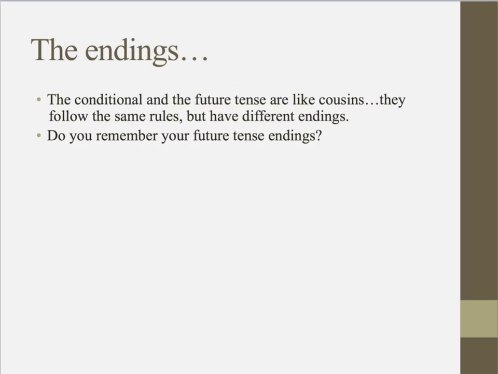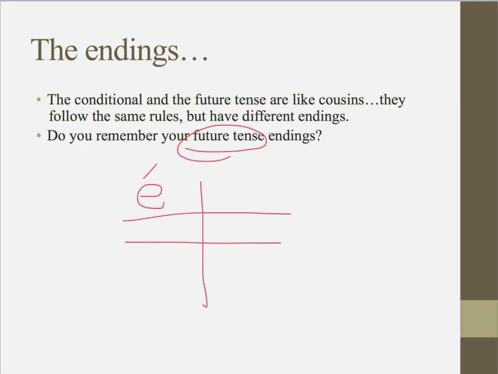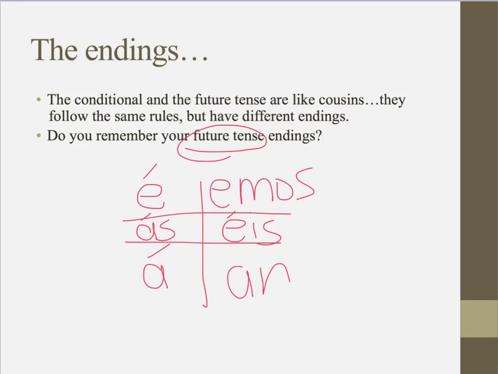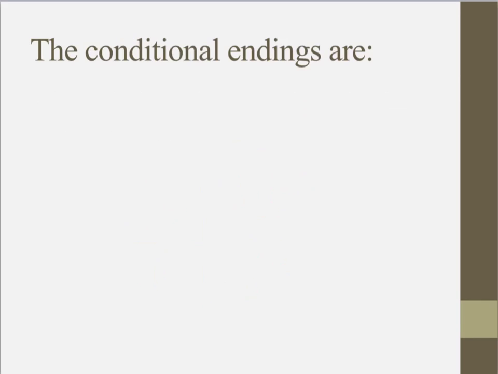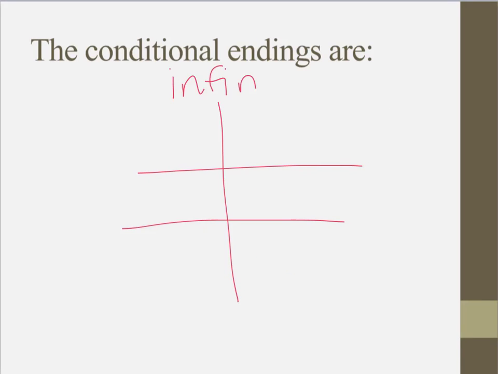The conditional and the future tense have the same type of ending, so they're like cousins, they're related. They follow the same rule, but they have different endings. So do you remember your future tense endings? Future tense endings are taking us back a bit, but notice that we have our endings here, and they're an AR-ER verb combination. And remember that they get added directly to the infinitive. The conditional works like that. The conditional endings get added directly to the end of the infinitive, which it's important to note, and the endings look like this.